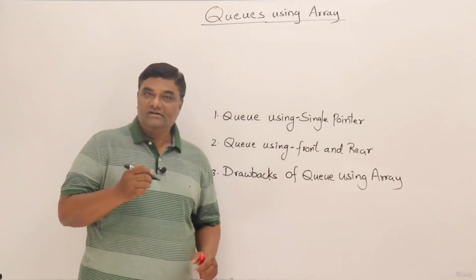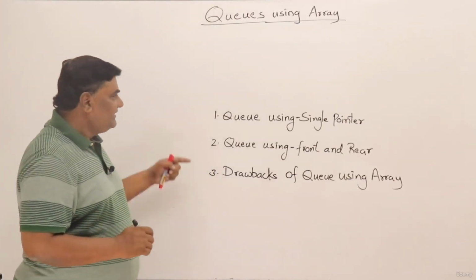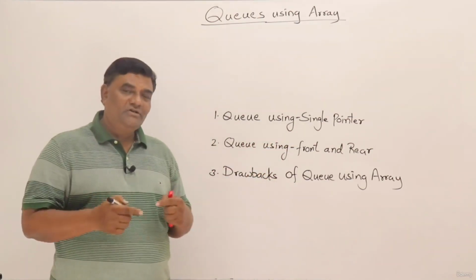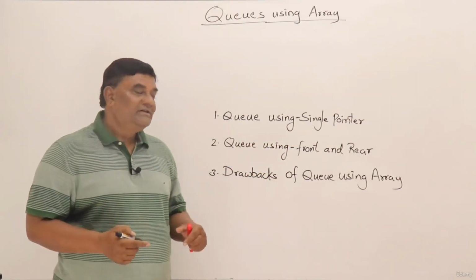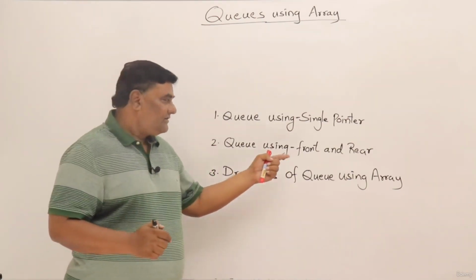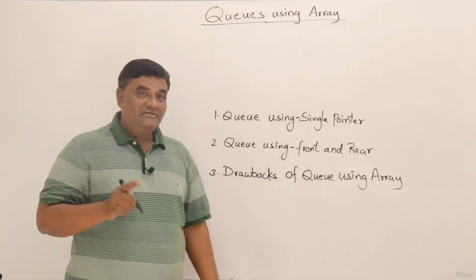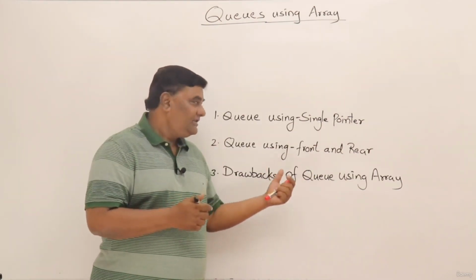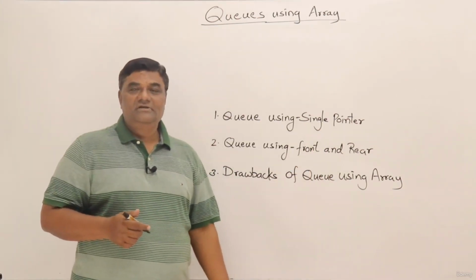Implementation of queue using array. We will learn these things. We will implement a queue using just one single pointer. Then I'll explain what the problems and drawbacks in that one are. Then I'll explain how we can implement it using two pointers, that are front and rear pointers. Then I'll explain what the drawbacks of implementing a queue using an array are, even if you are using two pointers.